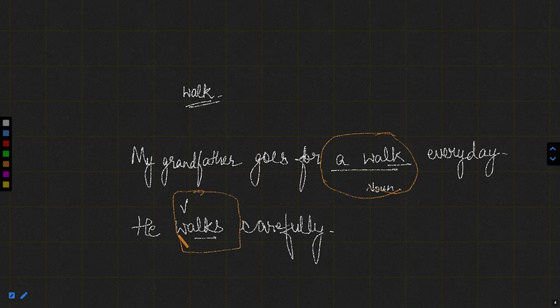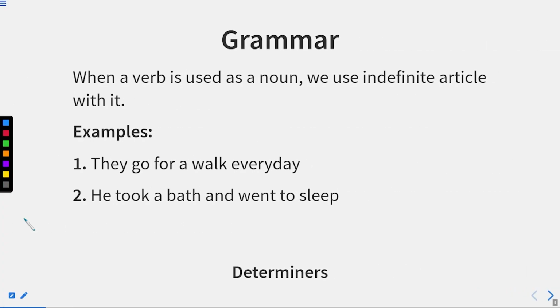This walk is not showing the action. In fact, here this goes is verb. Goes for what? For a walk. So here this walk is behaving like a noun. Therefore, we have placed an indefinite article before it. So whenever a verb is used as a noun, we necessarily place an indefinite article before it. Now let us get back to the slides. Suppose when a verb is used as a noun, we use indefinite article with it.